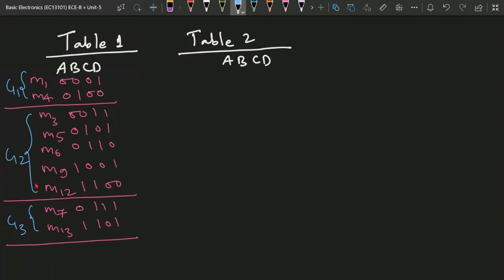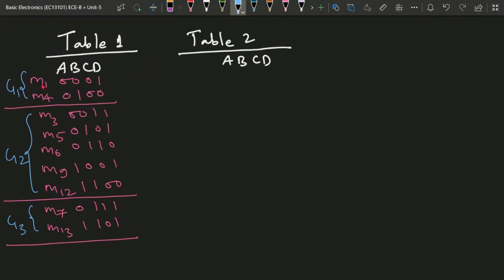Similarly, each of the group 2 terms will be compared with group 3, and we will be checking whether a pairing can be done or not. Whether a pairing will be done depends on the change in number of digits. If the change in number of digits is only 1, then only we can make the pairing. So you can just check it here.